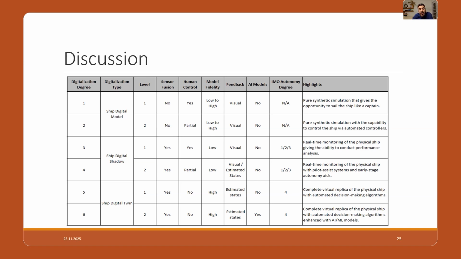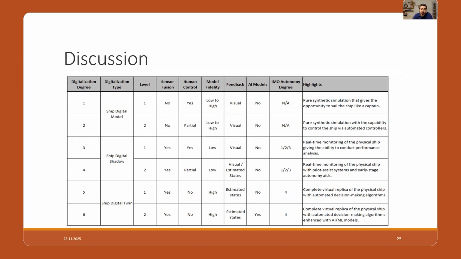Model fidelity. In the ship digital model, it depends on the kinematic model that you're using. It might be low, it might be high. In the ship digital shadow, there are sometimes no model or generally low fidelity models. But in ship digital twin, if you want your twin to be capable, you have to have high level, high fidelity kinematic models.